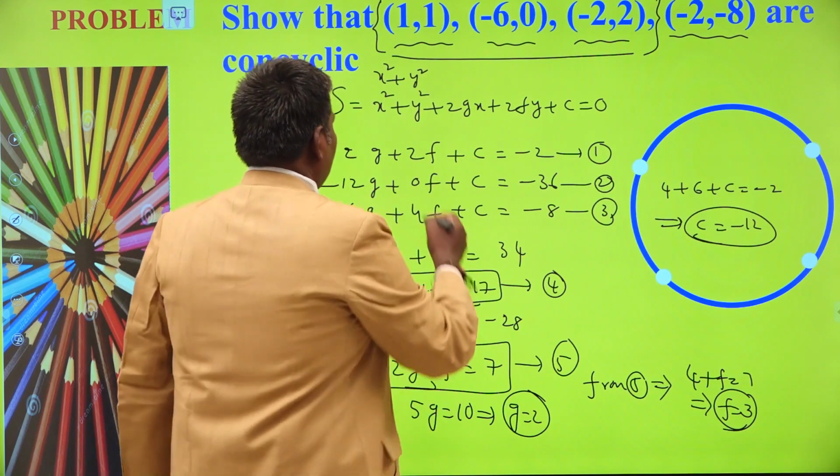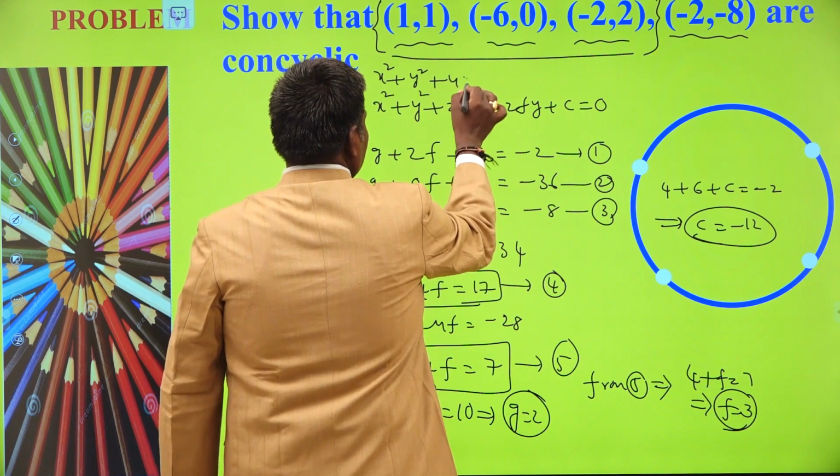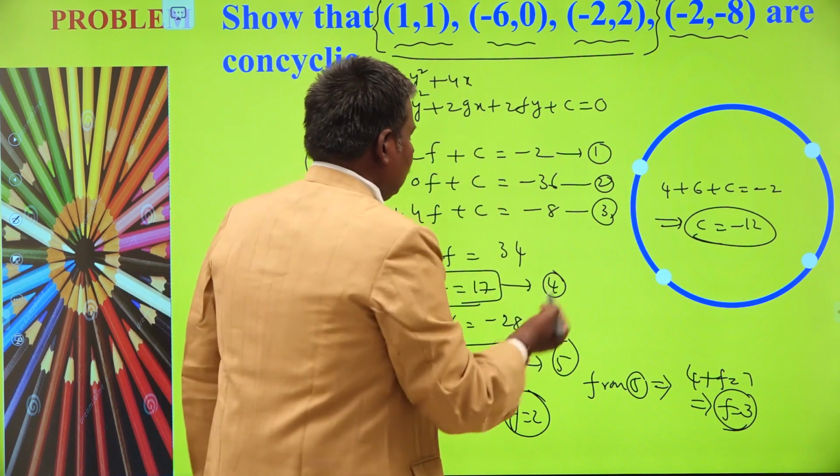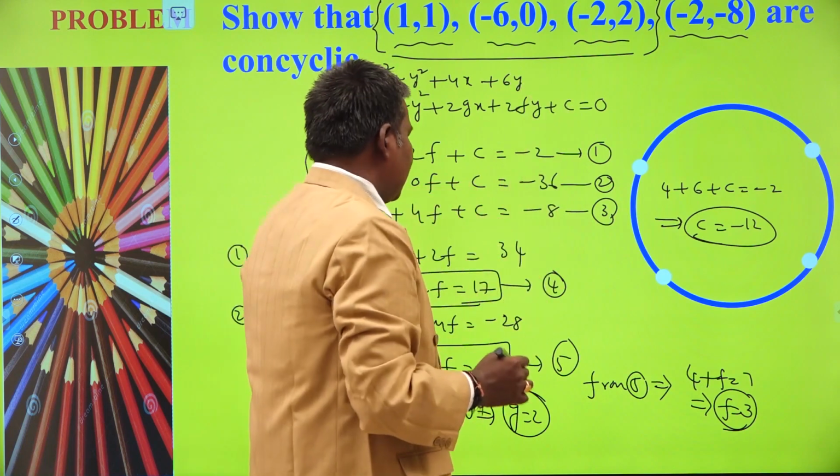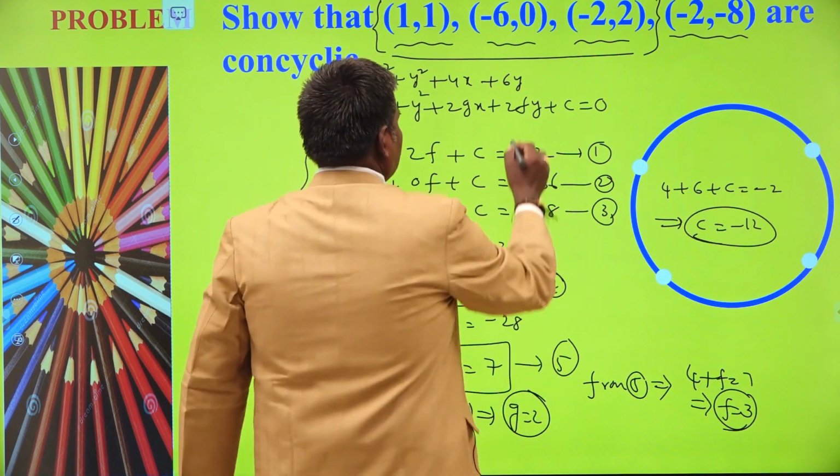2gx, 2 2s are 4x. 2fy, 2 3s are 6y. Plus the constant, that is minus 12.